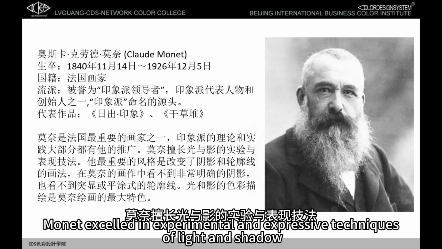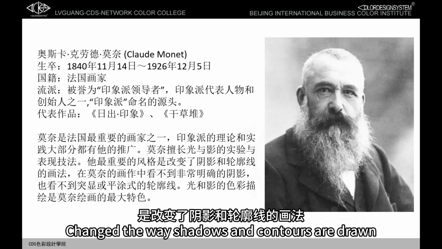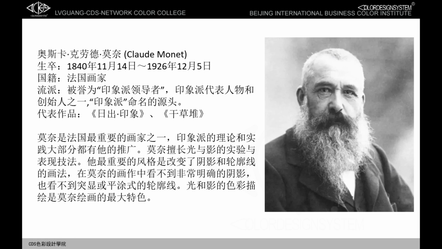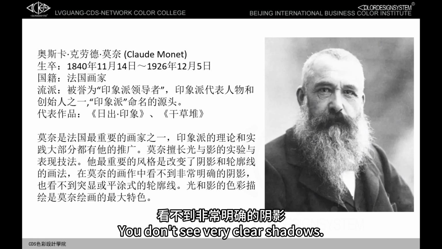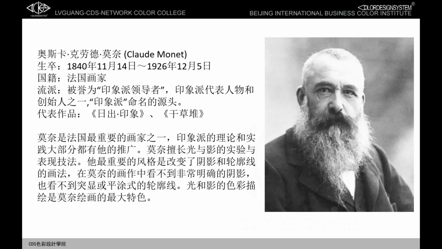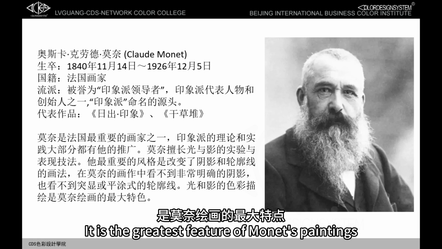Monet excelled in experimental and expressive techniques of light and shadow. His most important style changed the way shadows and contours are drawn. In Monet's paintings, you don't see very clear shadows, or protruding or flat-coated profiles. The color description of light and shadow is the greatest feature of Monet's paintings.